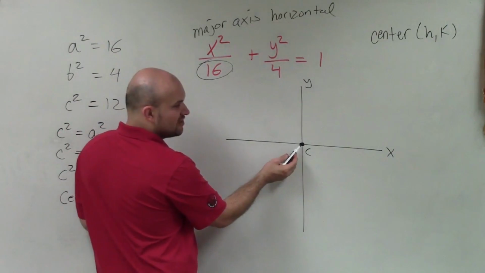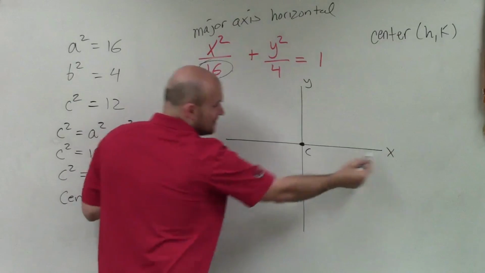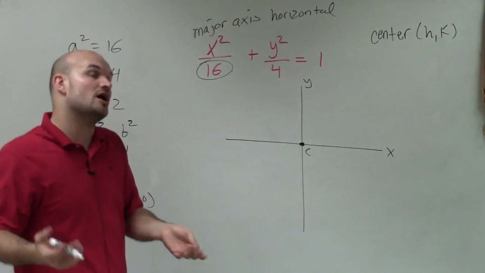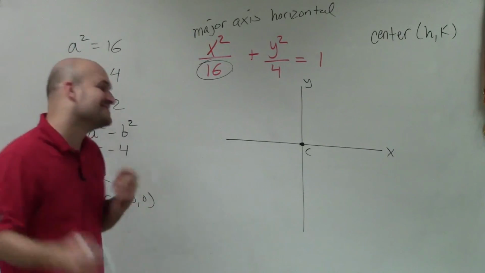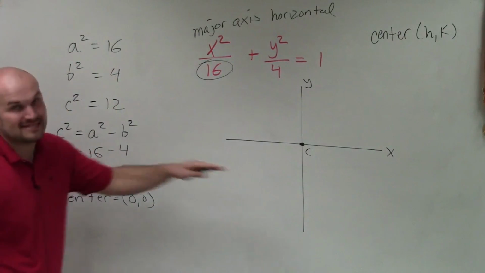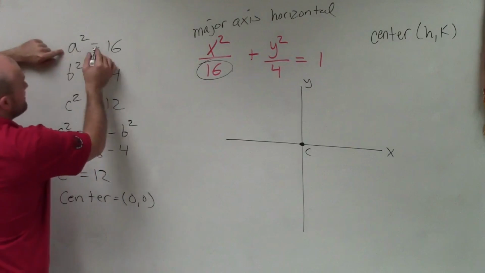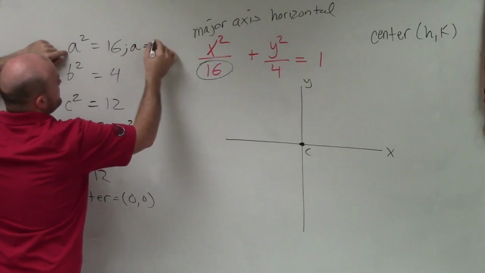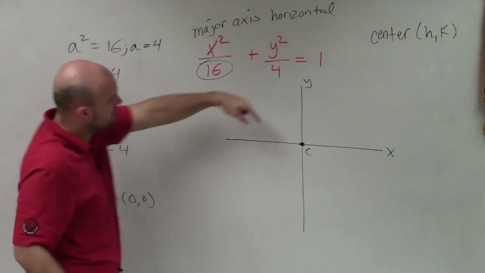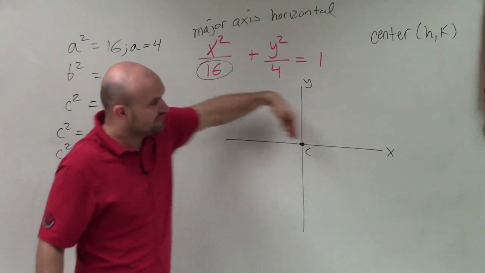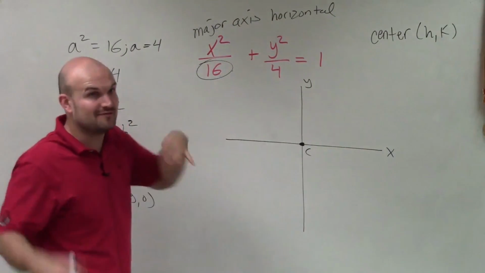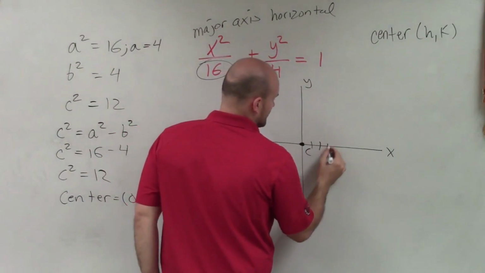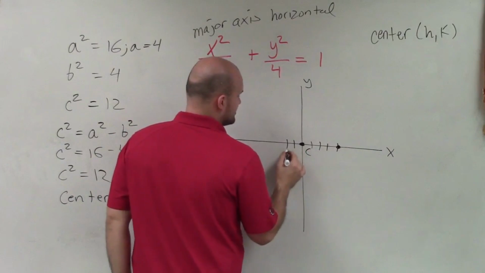So therefore, since the center is already on the x-axis, I know that my foci and my vertices are also going to be on my x-axis. So if a squared equals 16, I can now say that a is then equal to 4. So therefore, from the center, I'm going to go 4 units to the right and 4 units to the left, where the absolute distance would be 4. So therefore, I go 1, 2, 3, 4, and then left 1, 2, 3, 4.